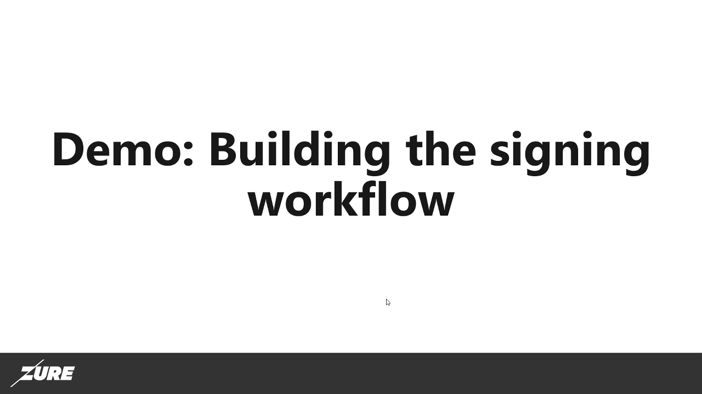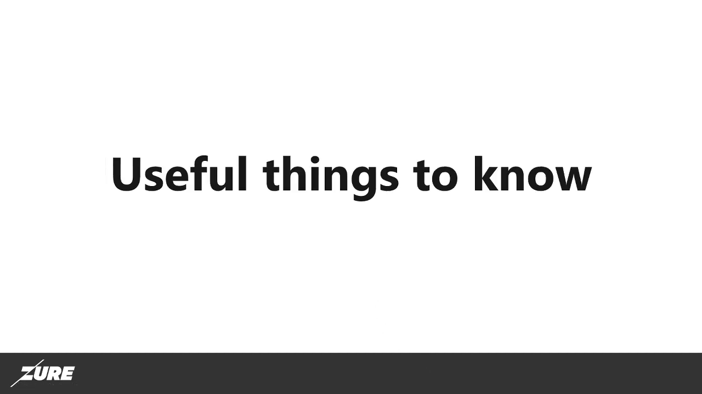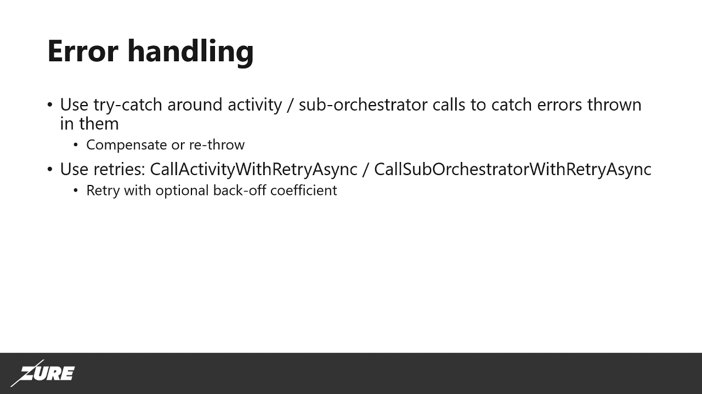So let's continue with the presentation a little bit. Some more useful things for you to know when you build your own durable functions. Error handling is quite easy, actually. You just use the normal try-catch blocks around activity or sub-orchestrator calls, and you're able to catch any exceptions that are thrown in those activities.